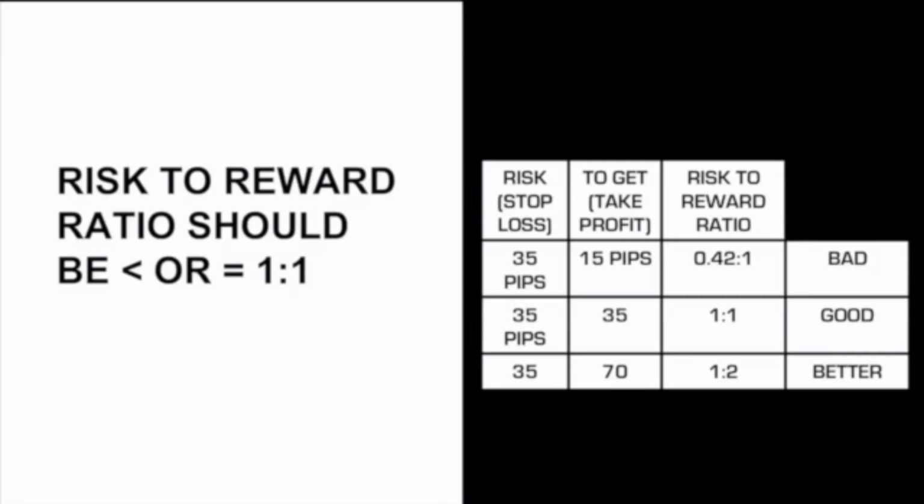All right. The next one, 35 pips you're risking to get 35 pips. That's a 1-to-1. Great. There's 35 pips to 70 pips. Perfect. That's even better. Now, let me go ahead and say this.